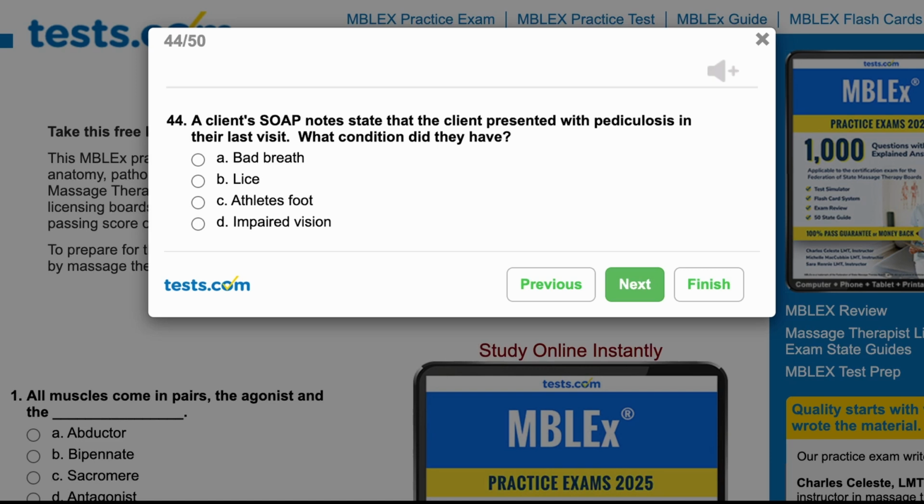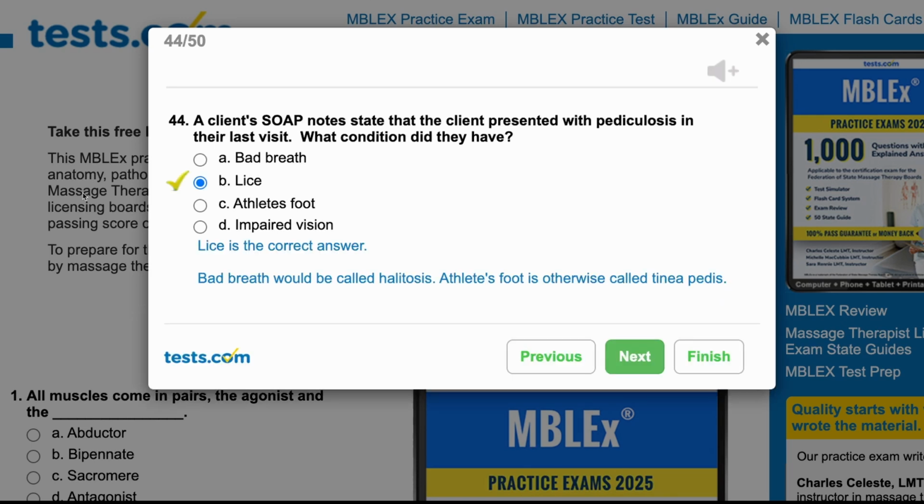Question 44. A client's SOAP notes state that the client presented with pediculosis in their last visit. What condition did they have? A. Bad breath, B. Lice, C. Athlete's foot, D. Impaired vision. B. Lice is the correct answer. Bad breath would be called halitosis. Athlete's foot is otherwise called tinea pedis.